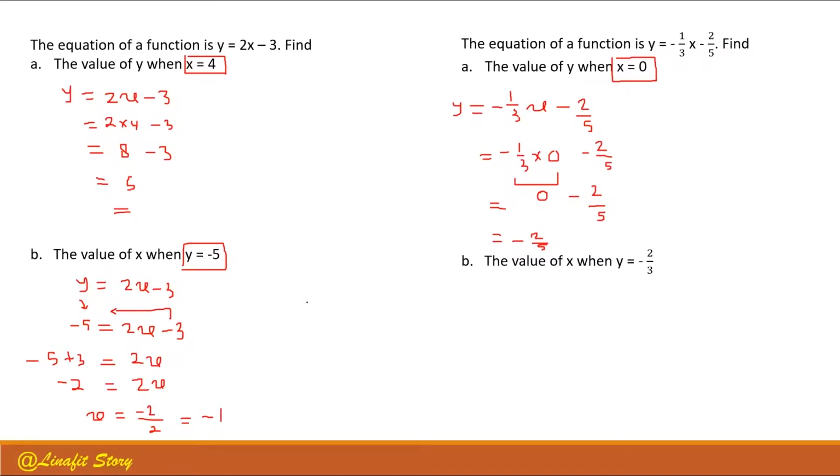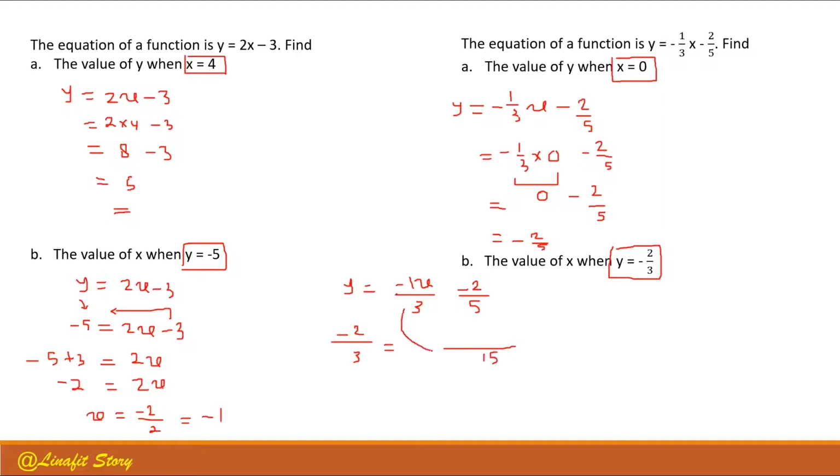Next, B. We will write the equation first. y is equal to negative 1 out of 3 x minus 2 out of 5. Then substitute y with negative 2 out of 3. On the right hand side, we'll make it into like fraction. This is 3, this is 5. So make it out of 15.